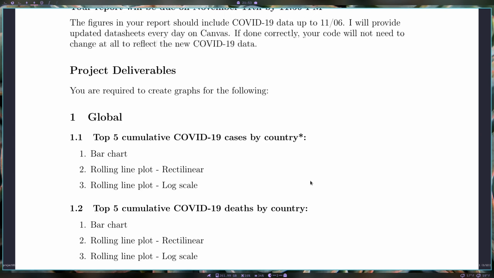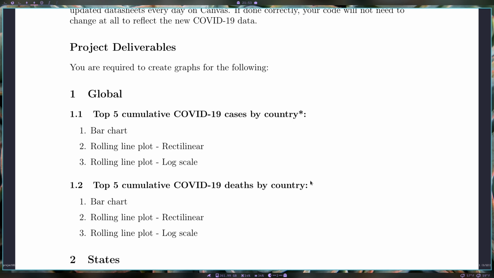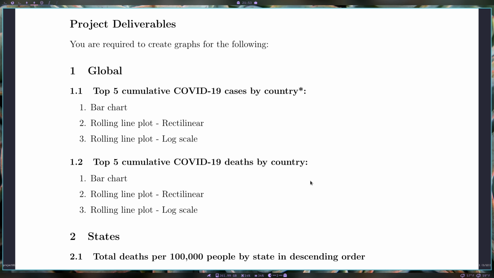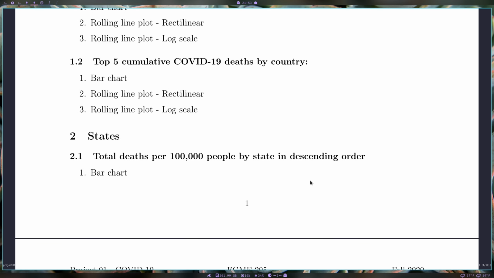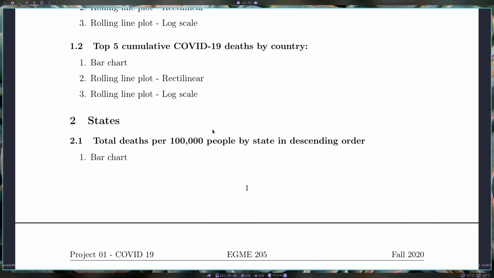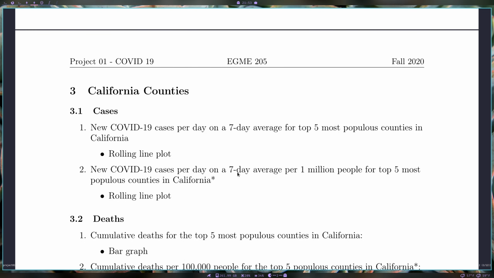Okay, so let's go down. All of the deliverables, of course, have remained the same this entire time, so I'm not going to go over this. I will mention though that you should take note when we have per 100,000 people and then per 1 million people. Some plots are per 100,000 and some are per 1 million.